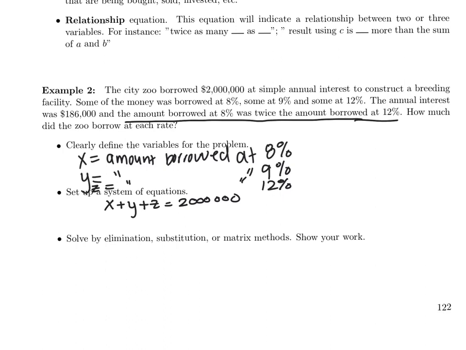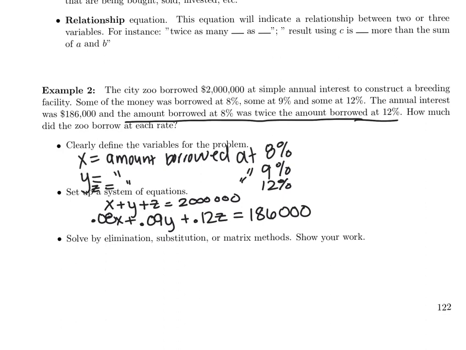Then we know that we're going to invest so much at 8%, 0.09Y, so much at 9%, and then added to so much at 12%. They sure didn't give us much room to write. And if you read, it says that the annual interest is $186,000. So once we figure the interest on the three different investments, that will tell us that at the end of the year we would owe $186,000 in interest.